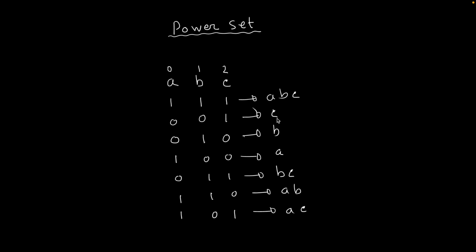So we find out the power set. We are not considering the empty set in the power set. So we find the power set: ABC, BC, C, AB, AC.